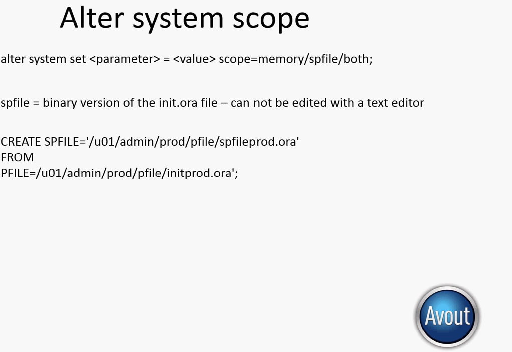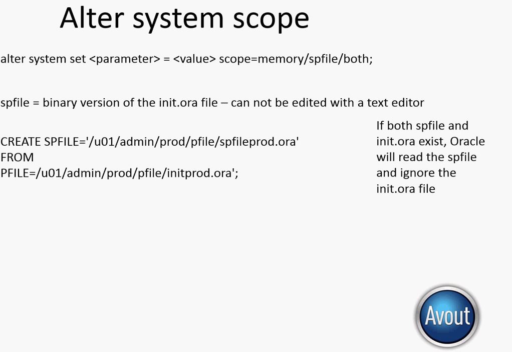So if I have both of these files, if I go ahead and I issue this command, so then I have an init.ora file and I have an SP file, what does Oracle do when I actually start up the database? If both the SP file and the init.ora file exist, Oracle will read the system parameter file and ignore the init.ora. So if the SP file exists, any changes I make in the init.ora, Oracle is just going to ignore. It's going to read that first. If it can't find a system parameter file, then it'll look for an init.ora file and read the parameters from there.